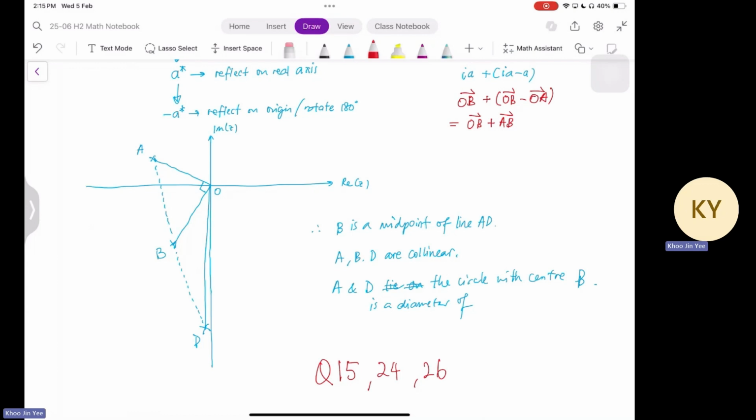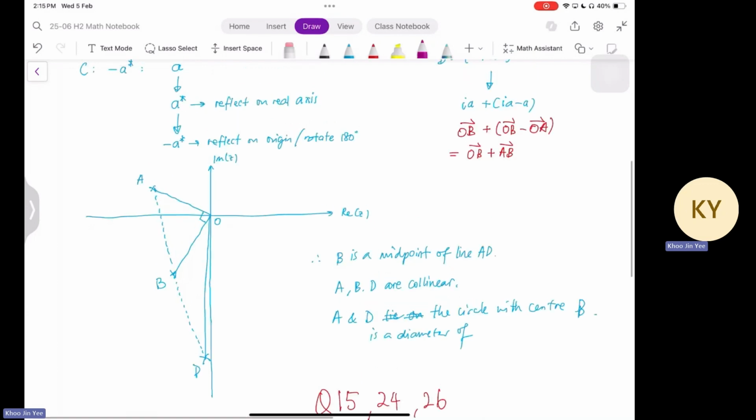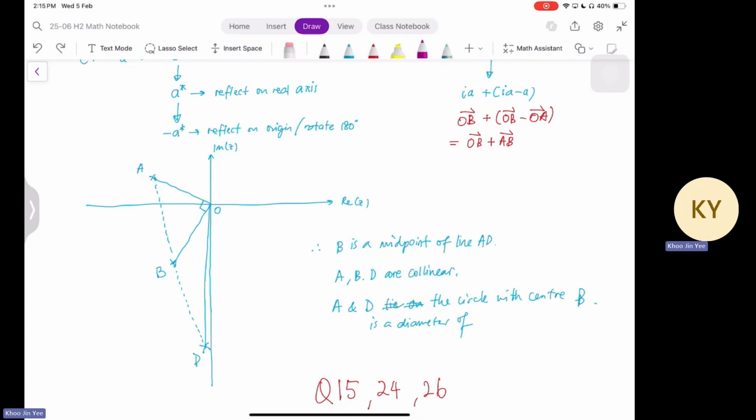Point C. I forgot point C. Okay, sorry, point C. Point C is over here. A, you reflect over here and then you flip 180 degrees. So point C will be somewhere up there. Sorry, thank you so much for reminding.